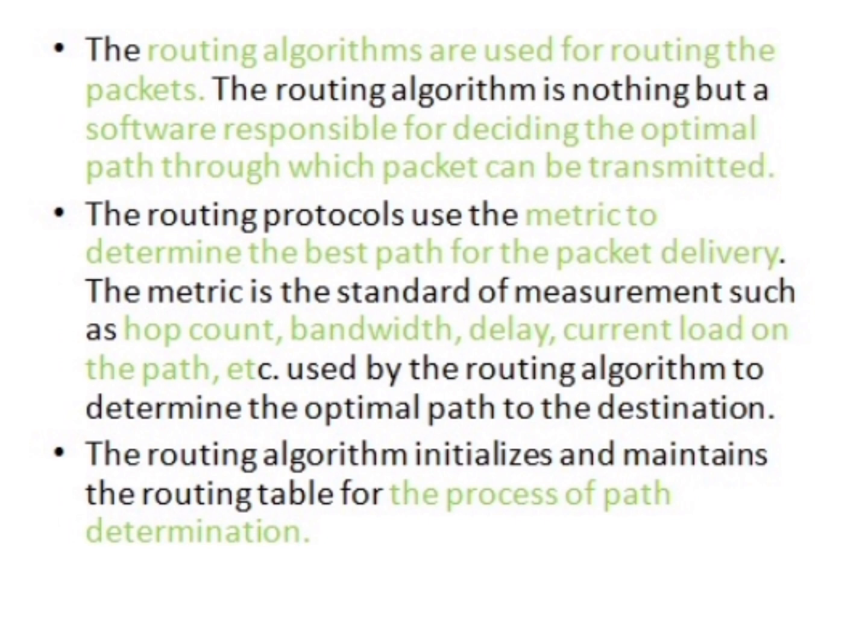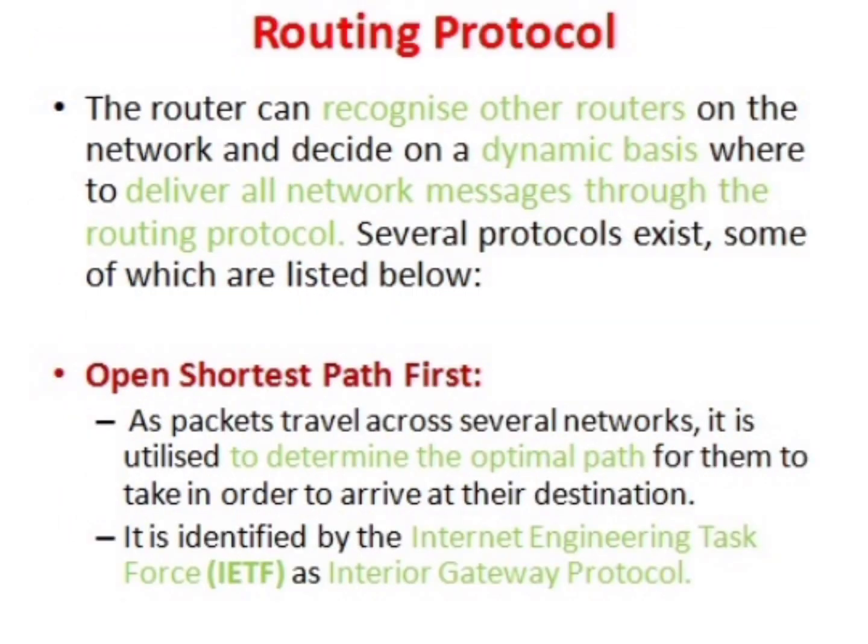The routing protocol chooses the path based on some metrics. Metric means nothing but bandwidth, delay, or the current load on that path. Hence, the routing algorithm initializes and maintains the routing table for the process of path determination. The router can recognize the other routers on the network and decide on a dynamic basis through which network we can pass the message to the routing protocols.